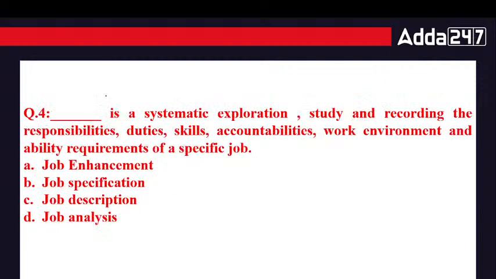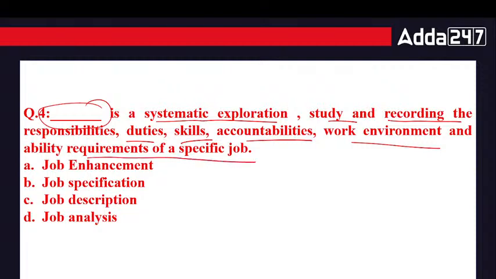Okay. Now we are moving to the fourth question. It is a systematic exploration, study, and recording of the responsibility, duties, skill, accountability, work environment, and ability requirement of a specific job. What is the correct answer? We are talking about exploration, study, responsibilities, duty, skill, accountability, work environment, and ability requirement of a specific job. So that is called what? That is job analysis. See, job analysis is a combination of JD and JS.